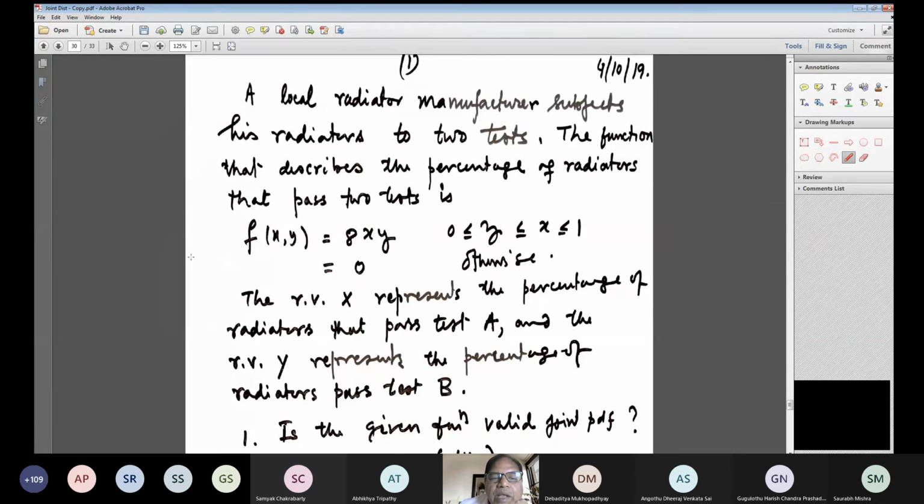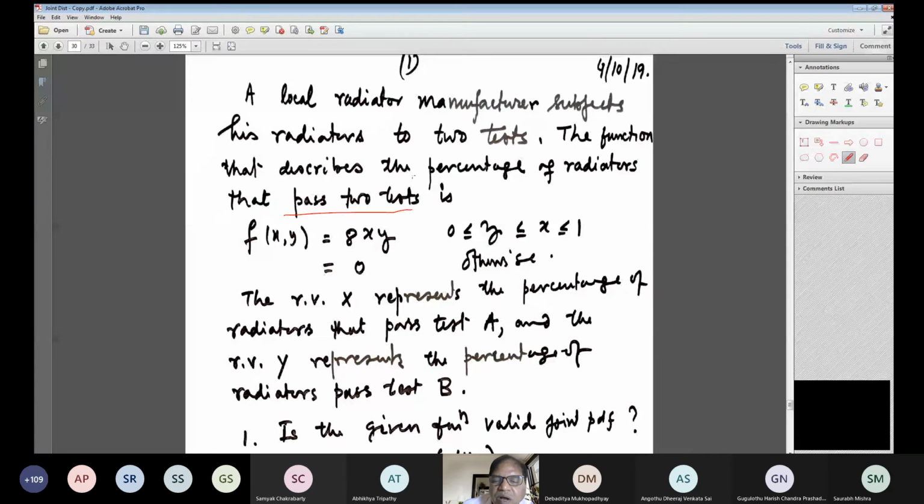Say a local radiator manufacturer subjects his radiator to two tests. A company making radiators, which, as you know, are used in the car engine, puts the radiator under two types of test, and the function describes the percentage of radiators that pass these two tests.